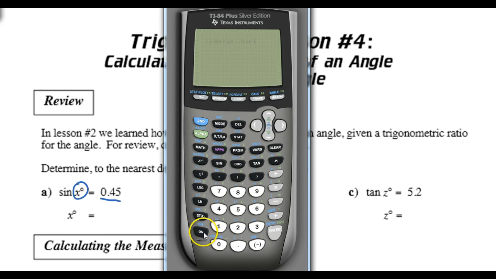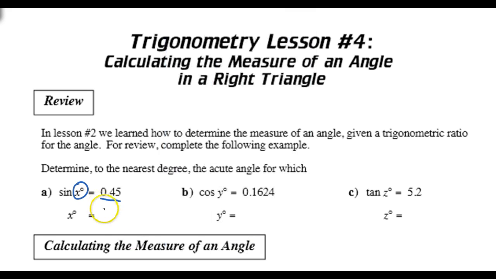So again, anytime you're looking for an angle, make sure you do inverse sine. So to get this angle here, we'd have to go second function sine 0.45 in order to get the angle. So 26.7, which would round up to about 27 degrees.